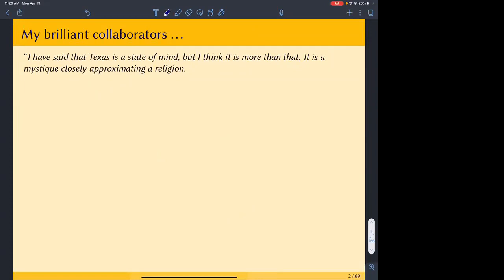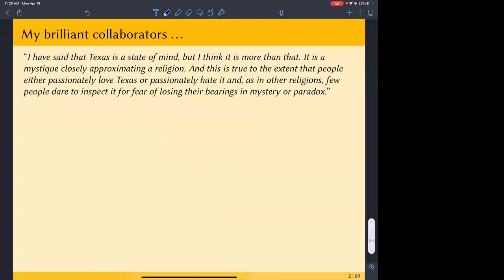So I thought I'd start with a little humor. This is a quote, maybe some of you recognize it. "I have said that Texas is a state of mind, but I think it's more than that. It's a mystique, closely approximating a religion. And this is true to the extent that people either passionately love Texas or passionately hate it. And as in other religions, few people dare to inspect it for fear of losing their bearings in mystery or paradox." I don't know whether any of you have read Travels with Charlie, but this is by Steinbeck.